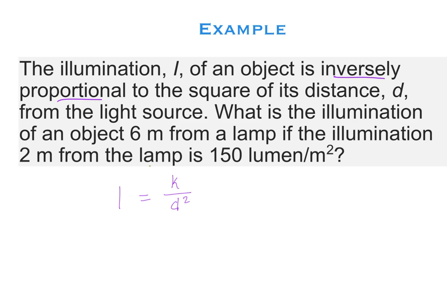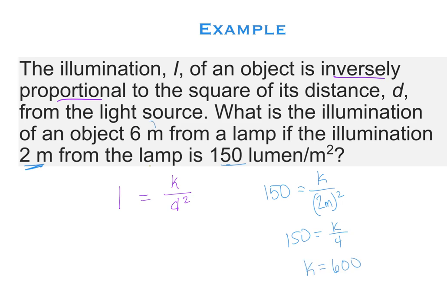What is the illumination of the object 6 meters from a lamp, if the illumination 2 meters from the lamp is 150 lumen? So they've given us the illumination. We know that that is when the object is 2 meters. So we are going to plug in that 2 meters, and we are going to square that, and then we're going to solve. So we have 150 equals k over 4. Multiply both sides. That k is 600.